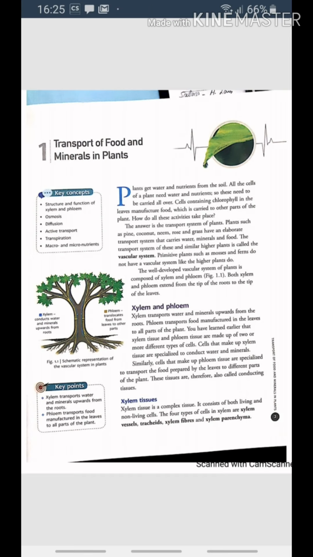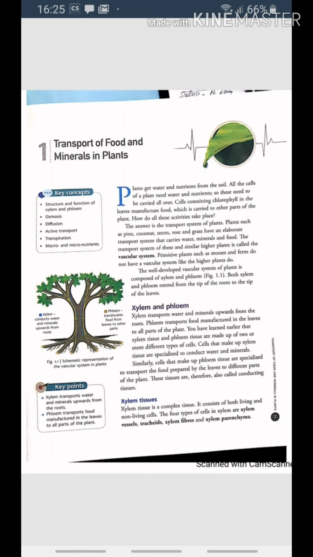So diffusion is the movement of molecules or ions of a substance from a region of their higher concentration to a region of their lower concentration. On the other hand, osmosis is the movement of water molecules through a semi-permeable membrane from a region of their higher concentration to a region of their lower concentration. Now see the transpiration and absorption.